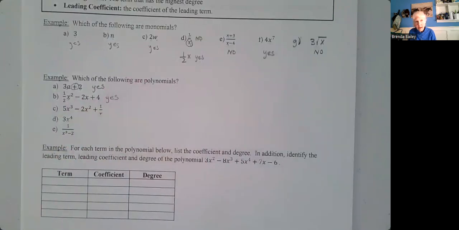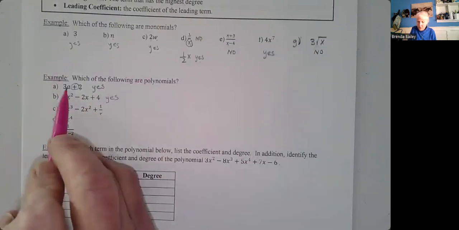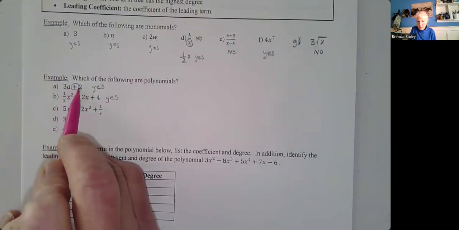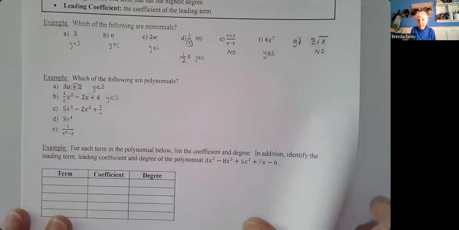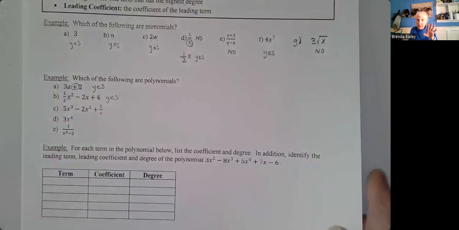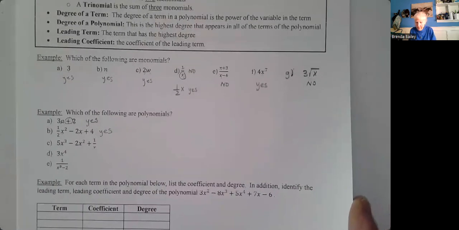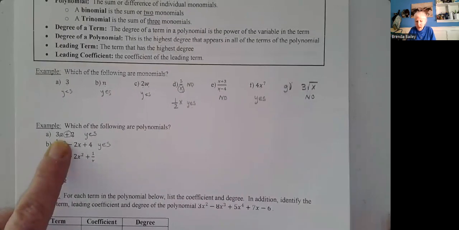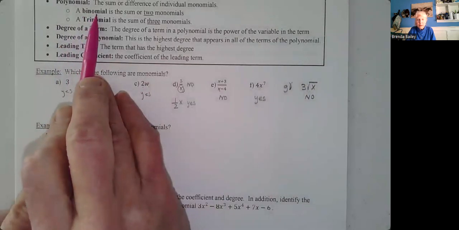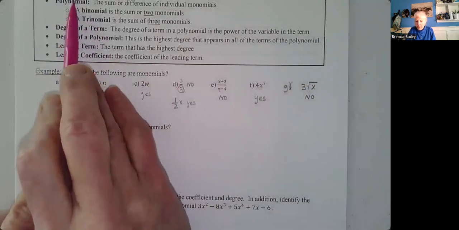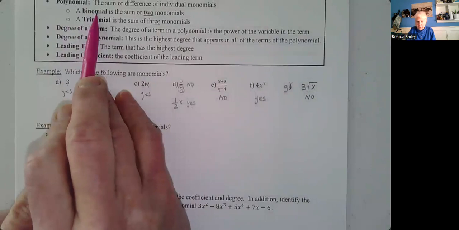Well, let's talk about both A and B again. A has 2 terms. So because it has 2, and we know it's 2, it's separated by plus signs or a minus sign. If it has 2 terms, there are times when we'll call it a binomial. It's a polynomial, but we can also call it a binomial because it has 2, bi being 2.